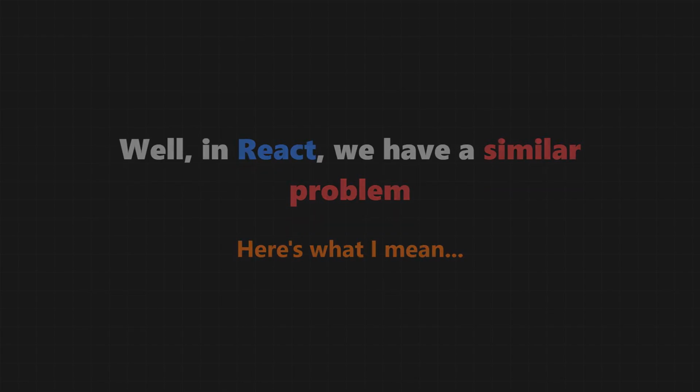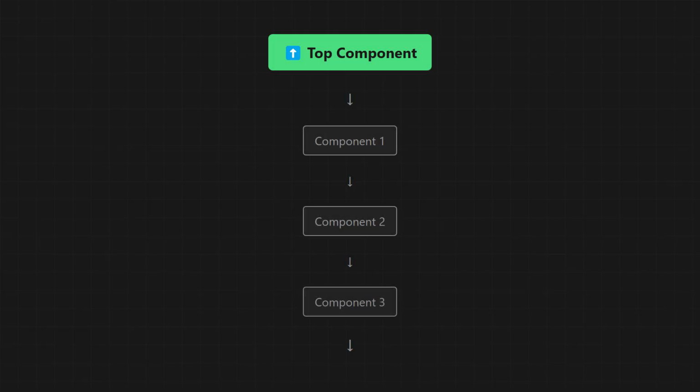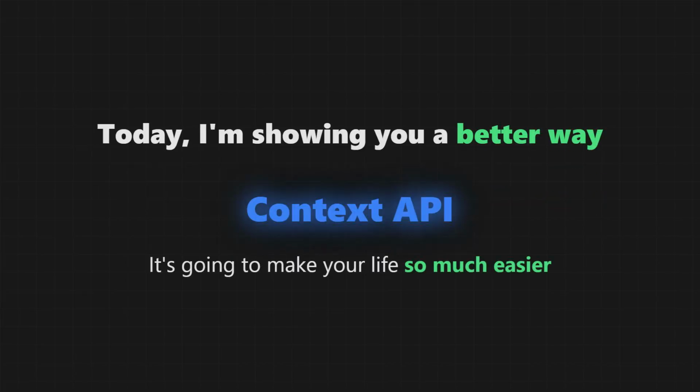Here's what I mean. You need to send information from the top of your app to the bottom, but every component in between has to handle it, even when they don't need it. Today, I'm showing you a better way. It's called the Context API, and it's going to make your life so much easier. Let's jump in. Before I show you the solution, you need to see the problem.